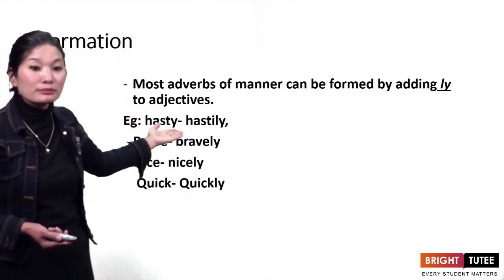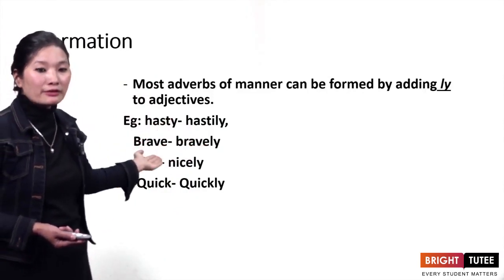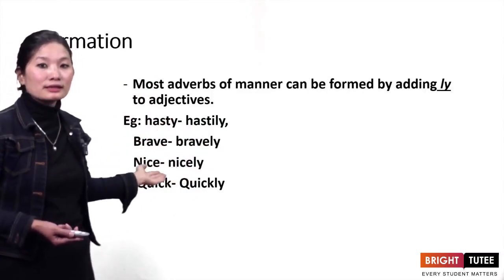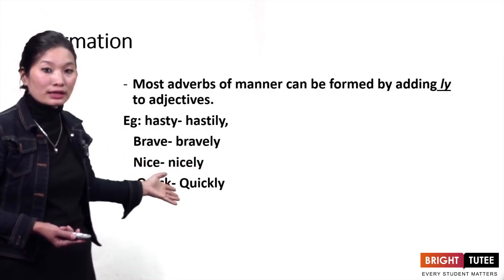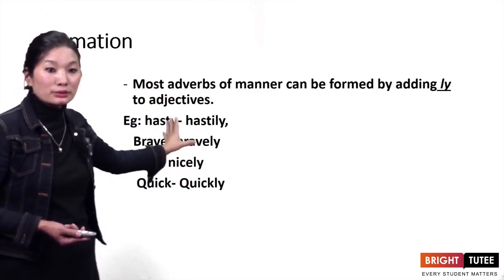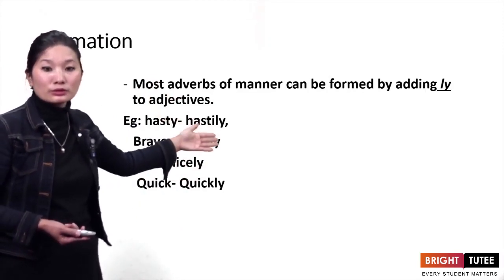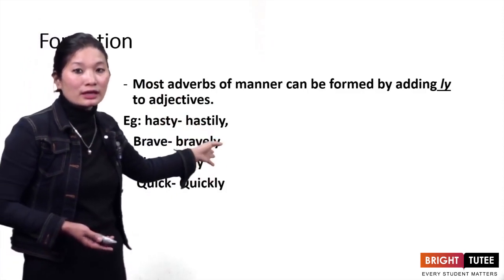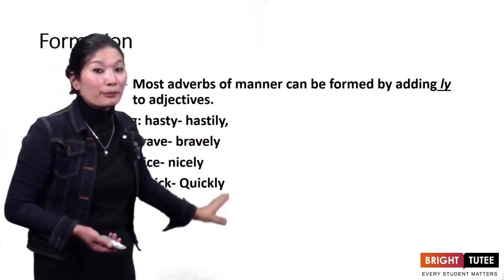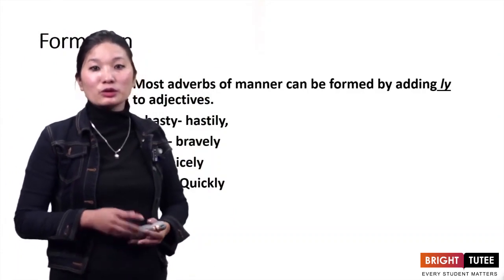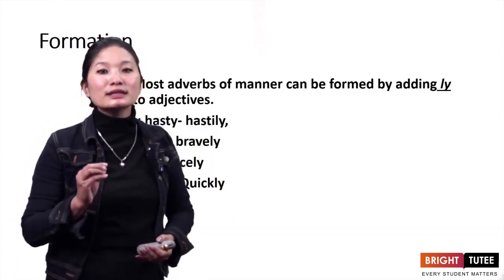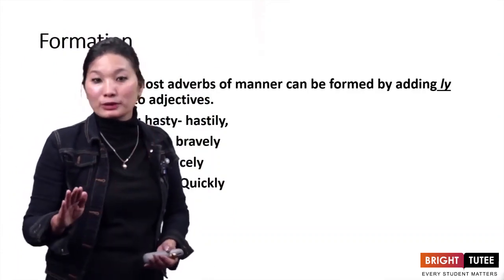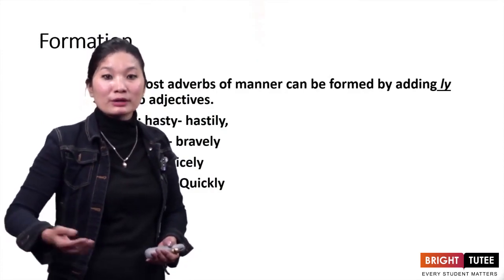Example, hasty can be hastily, brave can be bravely, nice, nicely, quick, quickly. These are the words that are formed out of adjectives, okay? I hope you're clear with this. But one more thing that you have to keep in your mind is that you cannot say that all adverbs of manner will have ly behind them.